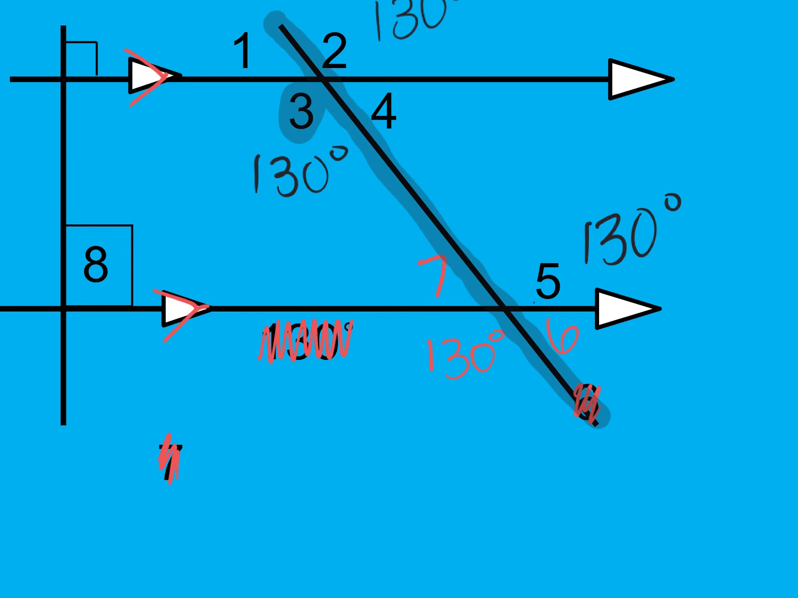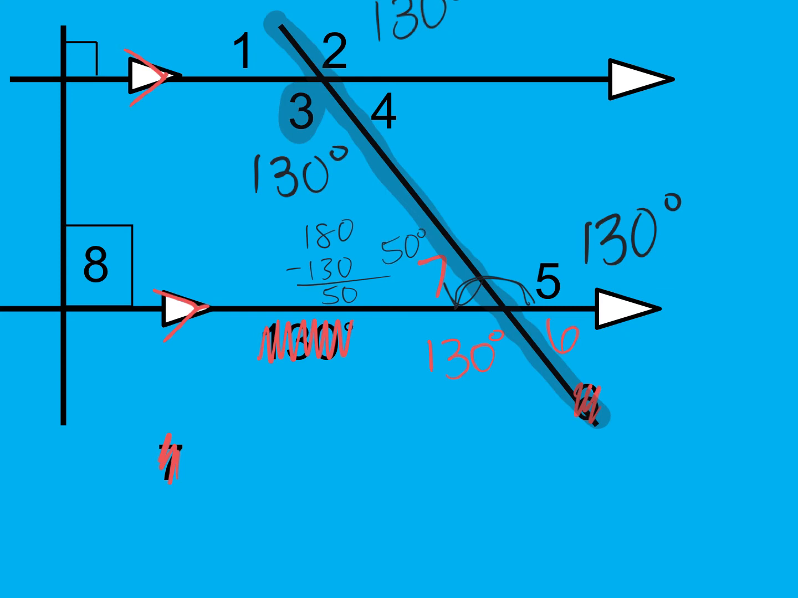7 because 5 and 7 are what? What's their relationship? Supplementary, because they are adjacent, next to each other. They're a linear pair, because together they form a line, do they not? So 5 and 7 are a linear pair. Together they must add up to 180. So we do 180 minus 130. What's the measure of angle 7, Mario? 50 degrees.